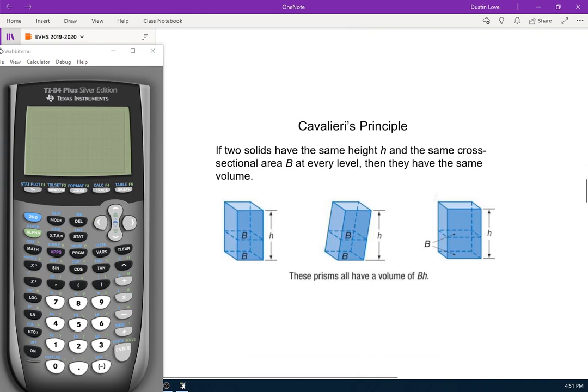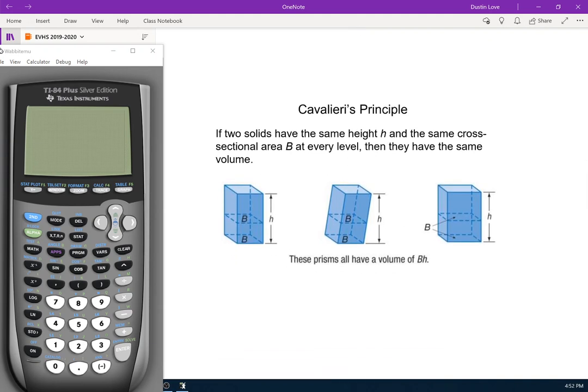All right. Cavalieri's principle. I may have pronounced that wrong. Here's the idea. As long as two solids have the same height and the same cross-sectional area at every level, then they have the same volume. Here's what we mean by this. This prism here on the left, every single place that I slice it here, slice it here, slice it there, they all have the exact same area B. Now this one is what we call an oblique prism, because it is tilted over.